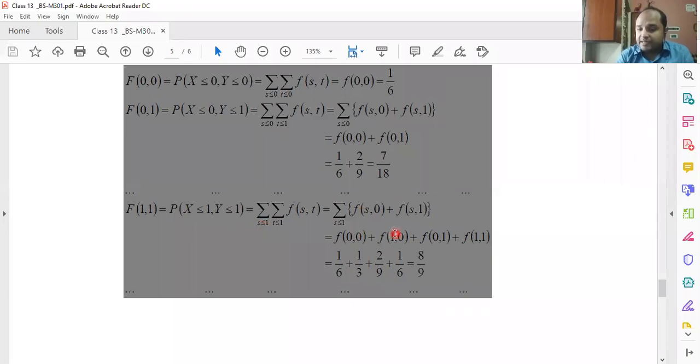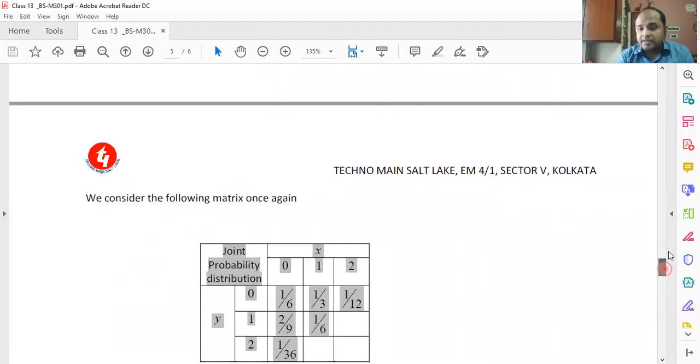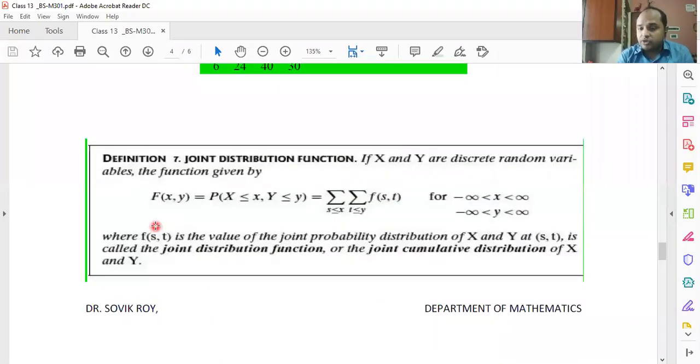So we write it as f of 0, 0 plus, first of all, we put s equal to 0. So we get f of 0, 0 plus f of 0, 1. Then you put s equal to 1. We get f of 1, 0 and f of 1, 1. All the values of the probabilities have been taken from the chart, and it is coming out as 8 by 9. So that is how the discrete joint distribution function can be calculated for the joint probability distribution.